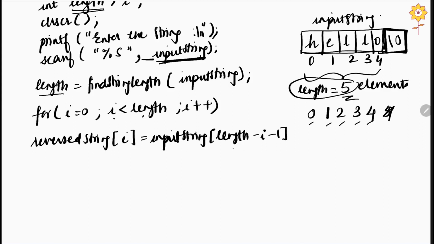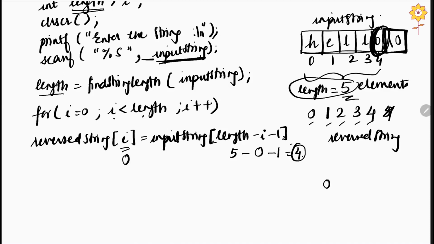So when you do this, you do 5 minus i. What is the value of i in the first iteration? It is 0, minus 1. So what is this equal to? This is equal to 4. So you are accessing the input string's fourth element. What is in the fourth element? It is O. Where are we going to place this O in the reverse string? We are going to place it in the i position. What is i? i is 0. So we are basically placing O here in the 0th position. This is what we want to do, we want to reverse it. So O will come here, which is happening.